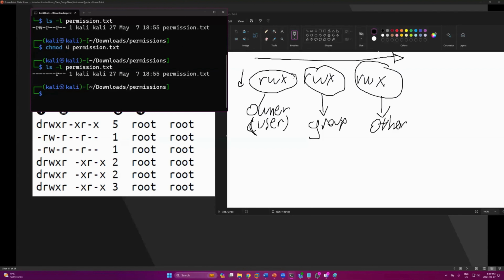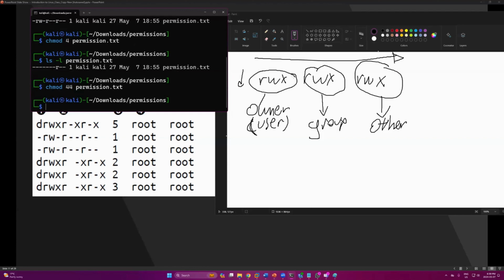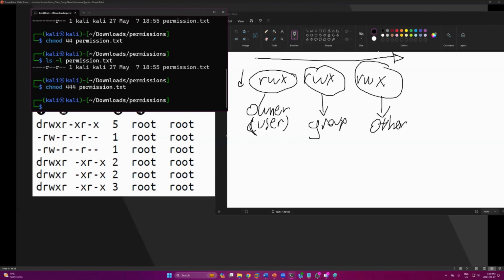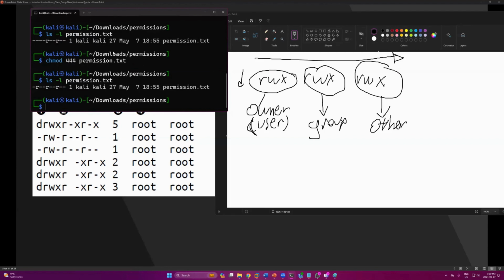So let's give it a try. What if I added 4, 4? What do you think will happen? The group and other users are going to have the read permission. Exactly. Let's take a look. Yep, we now have the group and the others. So now if I add 444, what do you think is going to happen? All three of them, yeah.